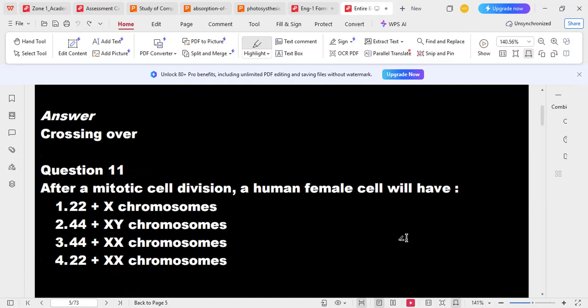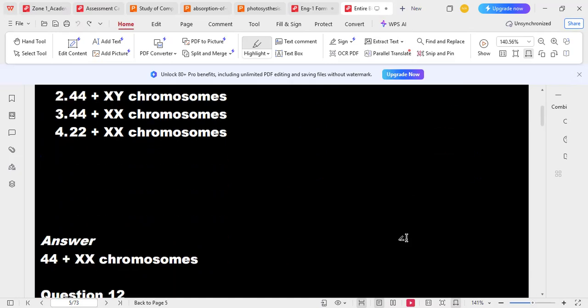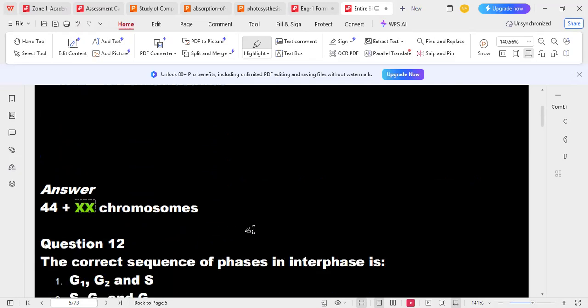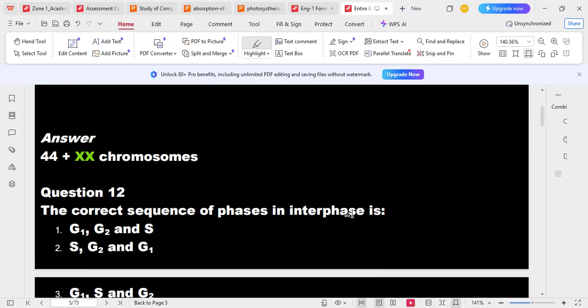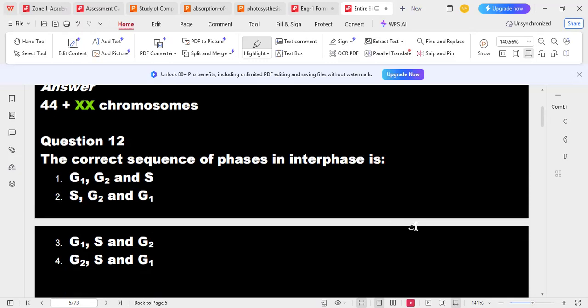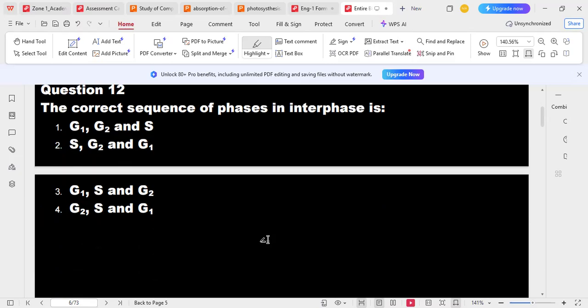Now, after mitotic cell division, a human female cell will have 44 plus XX chromosomes. Okay, why XX? Because it's a female, right? If it had been male, it would be XY, but the 44 remains the same. The correct sequence of phases of interphase: G1, G2, S; S, G2, G1; G1, S, G2; or G2, S, G1. It should be C, the third option, that is G1, S, and G2.